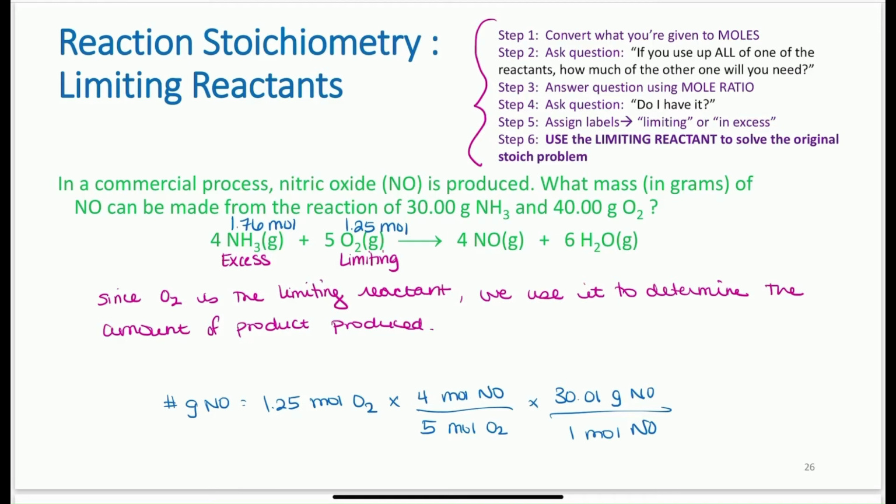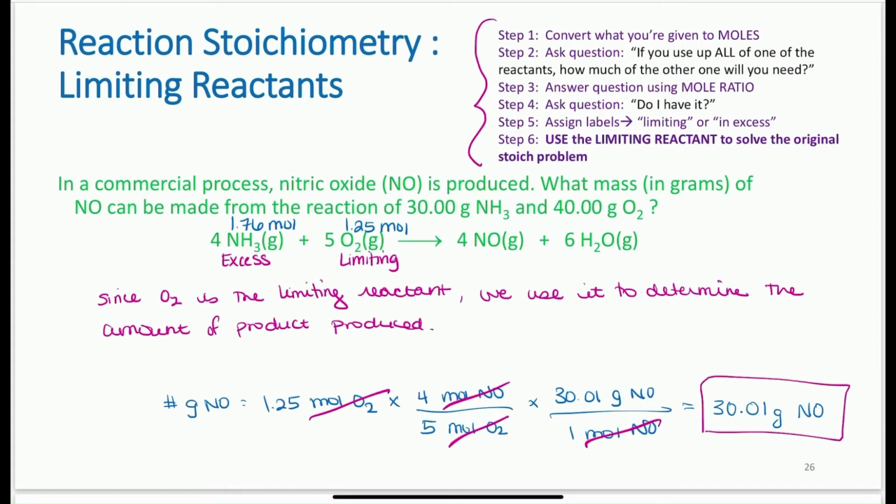It's always good to double check, make sure your units are canceling out. And this gives me, one second, I forgot to write this out. I apologize. So 1.25 times 4 divided by 5 times 30.01. I apologize, this is actually easy math, but it's really late, and my brain cannot think that fast. 30.01 grams of NO that has been produced.